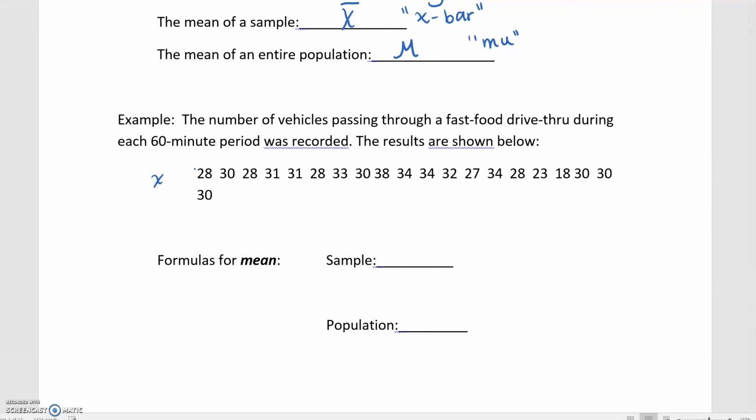So for our sample, the formula for the mean x bar is we're going to add up all the x's, add up all those numbers, and then divide by how many there are. If we count how many data values we have here, 1, 2, 3, 4, 5, 6, 7, 8, 9, 10, 11, 12, 13, 14, 15, 16, 17, 18, 19, 20. So our n here is 20. And for the population, it looks very similar. You'd have all the x values of a population, you'd add them all up, and you'd divide by the total number of the population.